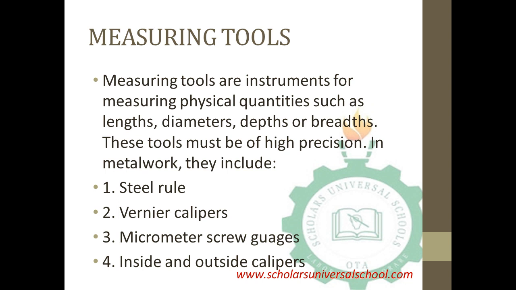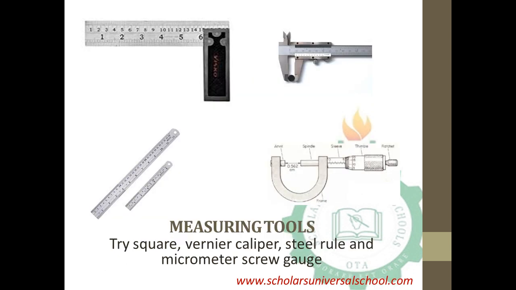Measuring tools are instruments for measuring physical quantities such as lengths, diameters, depths, or breadths. They are used in measuring distance from one point to another. And these tools must be of high precision, that is, there must be a gradation of numbers in them. In metalwork, the measuring tools we use include steel rule, vernier calipers, micrometer screw gauges, inside and outside calipers. Some of the measuring tools displayed on the screen are the vernier caliper, the micrometer screw gauge, the steel rule, and a tri-square.